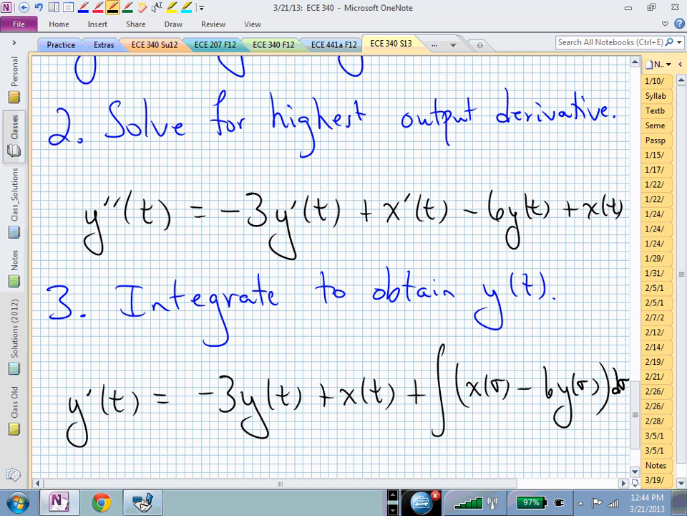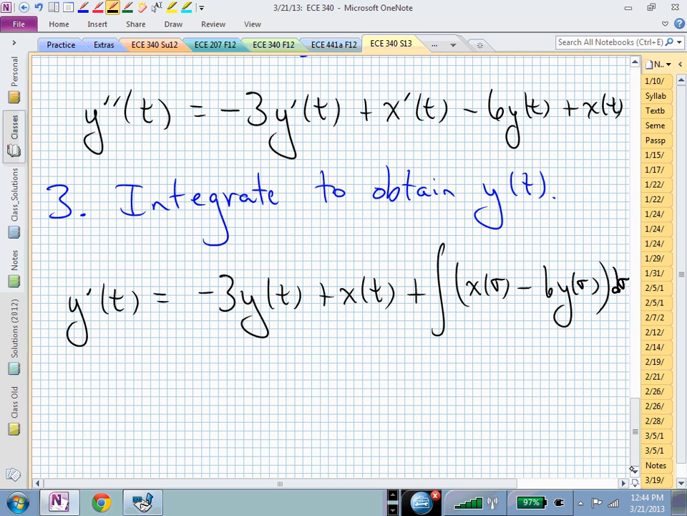That's now my first integral that's appeared. And I had a second order expression or a second order denominator. I should be expecting two integrators that are appearing in this expression. Now I want to integrate one more time to isolate y of t on the left.